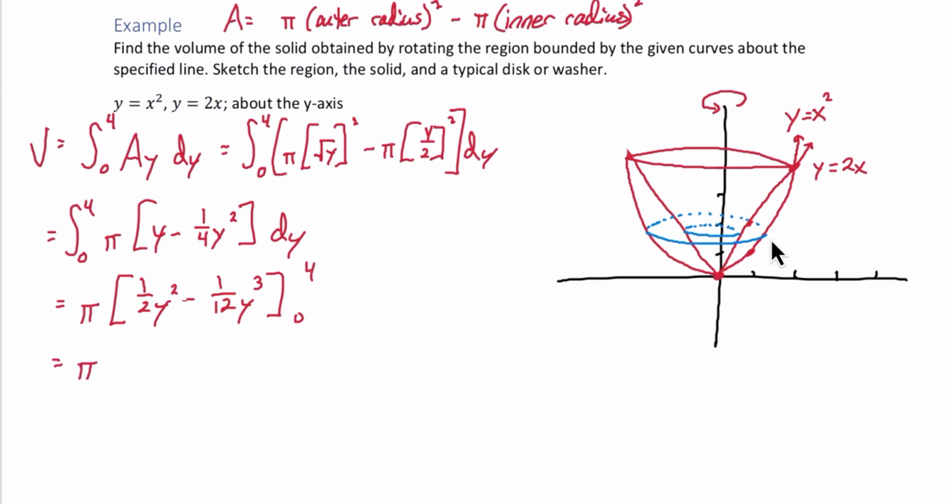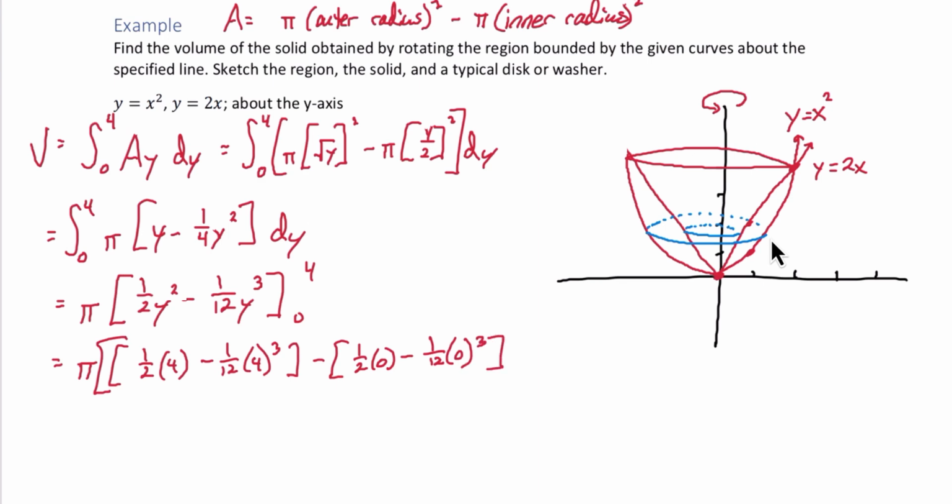Next, we'll go through and plug in our upper limit, 1/2 times 4 squared minus 1/12 times 4 cubed, minus, plug in the lower limit, 1/2 times 0 minus 1/12 times 0 cubed. Simplifying all of this, we get 8 pi thirds. That is the volume of this solid.